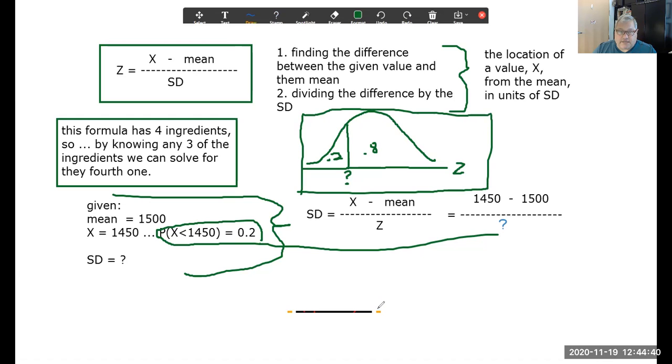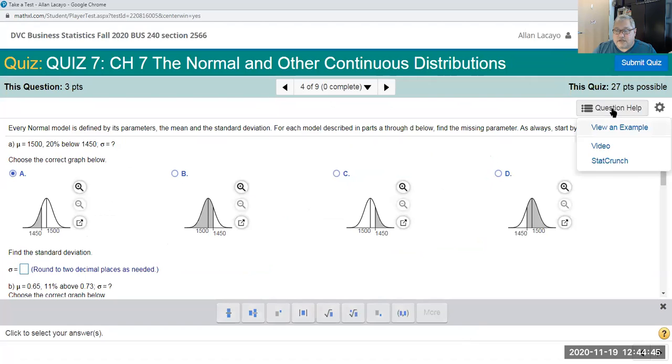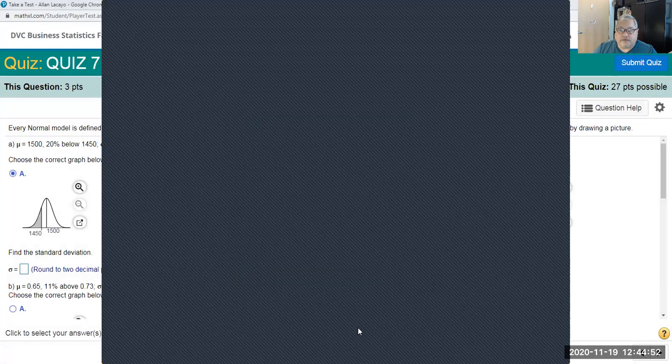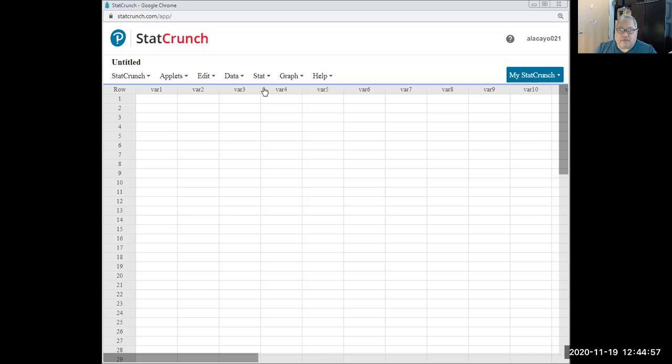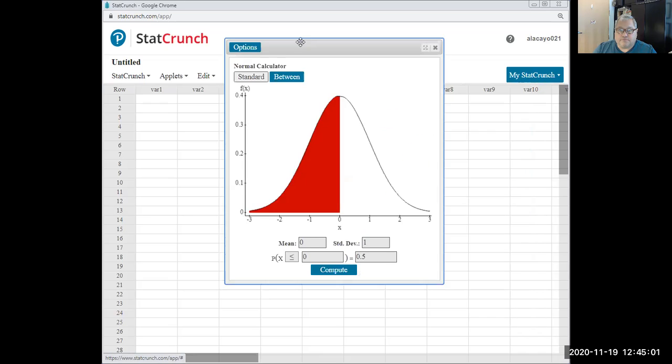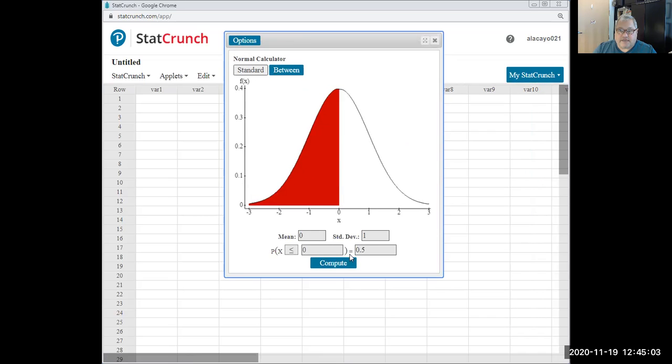So let's go back to the test. You may notice that the test has a question help that allows you to open StatCrunch. So I'm going to open StatCrunch in a new window. When StatCrunch finishes opening, I'll share it with you. And I'm going to go Stat, Calculators, Normal. And currently, the calculator is set to divide the graph into two equal parts of 50%. 50% below 0, the z-score 0, is 50% in white above the z-score 0.